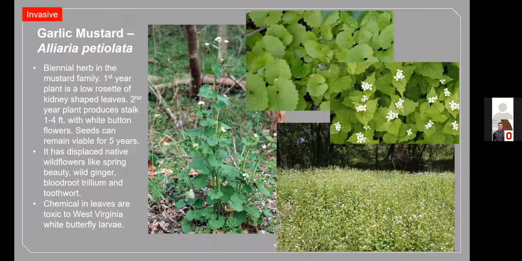Garlic mustard inhibits the growth of toothwort, which is a host plant for the endangered West Virginia white butterfly. Unable to find the toothwort, the butterfly lays its eggs on garlic mustard, and the larvae feed on the leaves and fail to thrive. Garlic mustard can be removed by hand, which should be done before seeds are produced. John Wright, our upcoming seed starting speaker, may tell you that since it is edible, you can eradicate it by eating it in a salad.